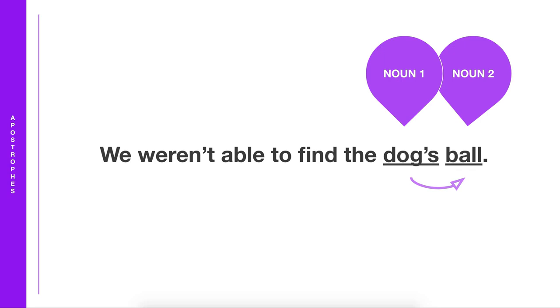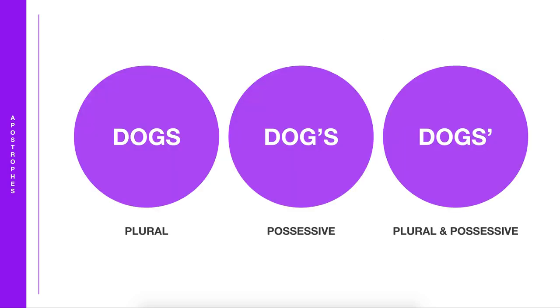Now, the thing it owns is the word right next to it, which is our second noun, which is the ball. So that apostrophe S that you see has been added onto dog is used to show that the dog owns the ball. Now, that being said, things get a little bit complicated based on where we put the apostrophe.